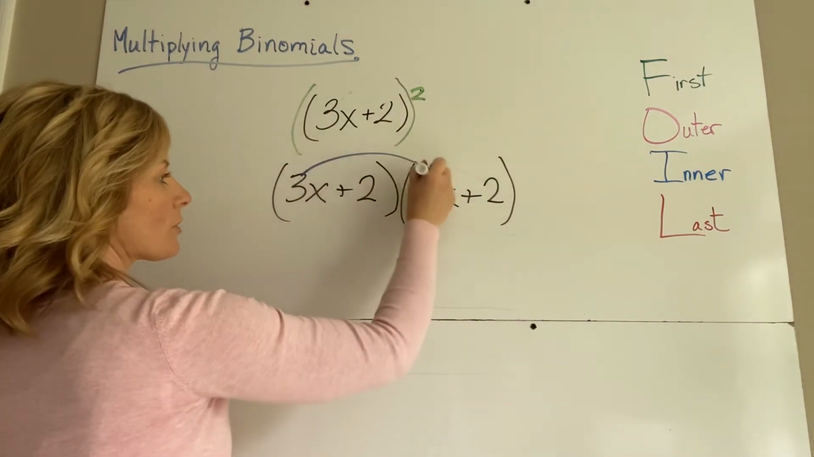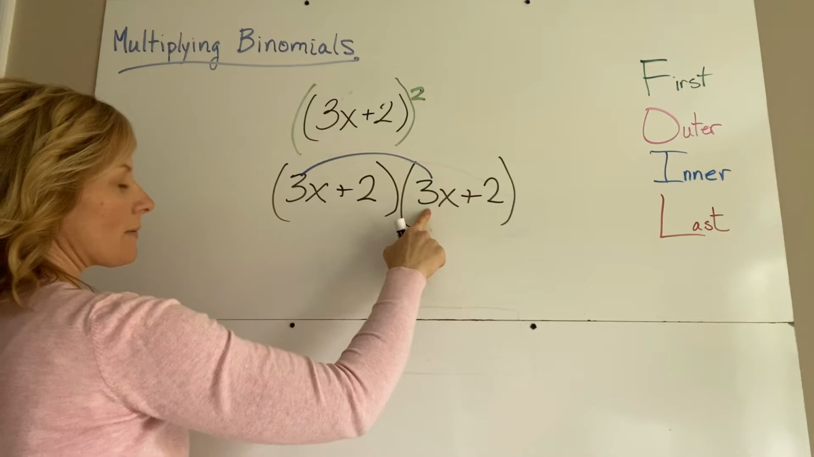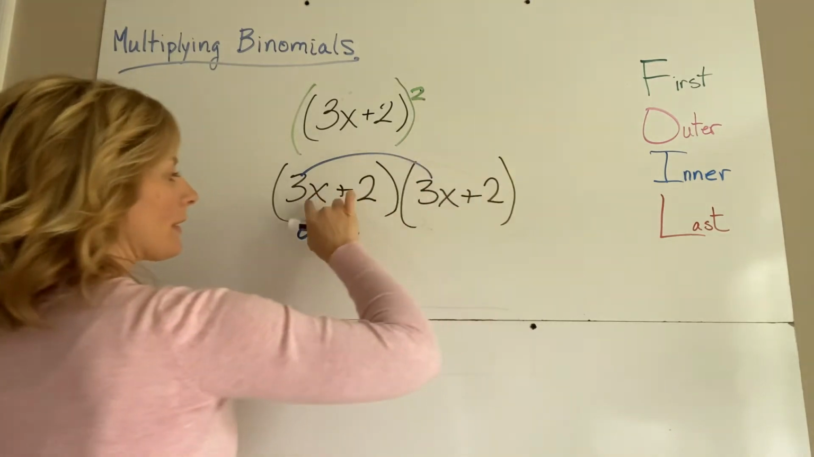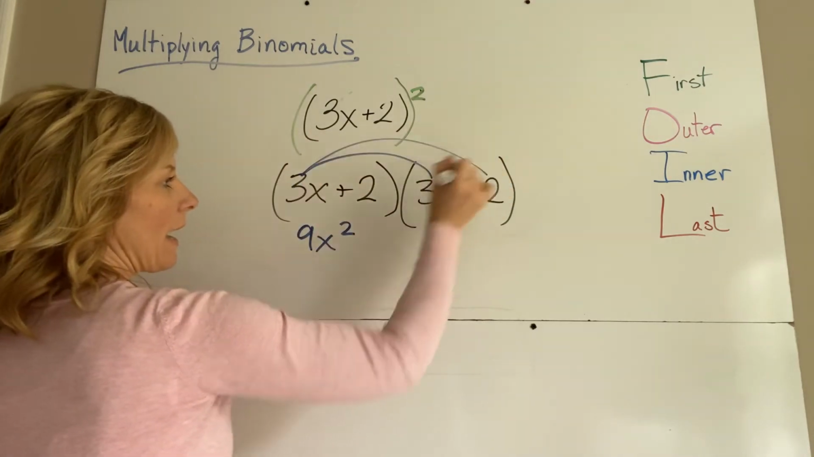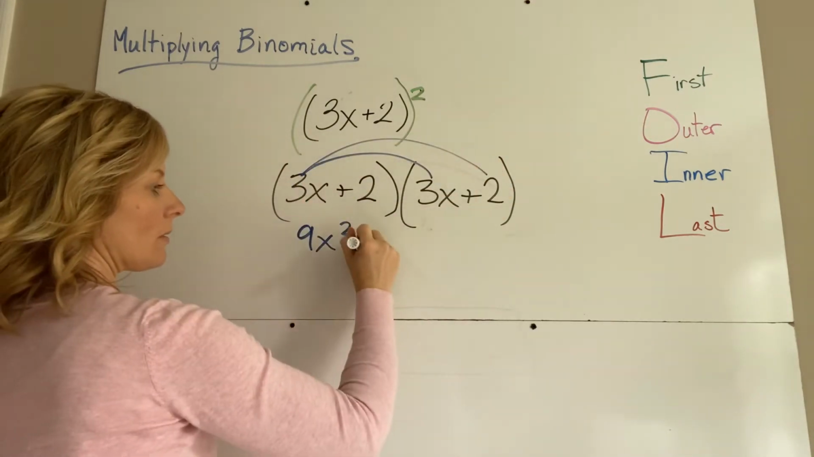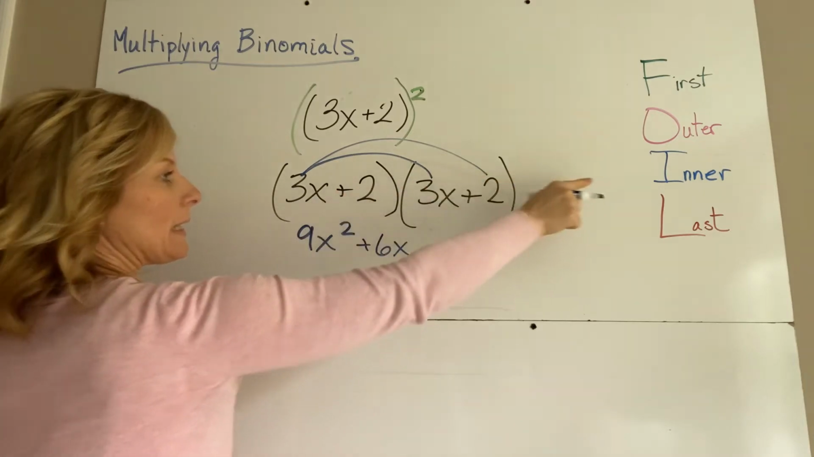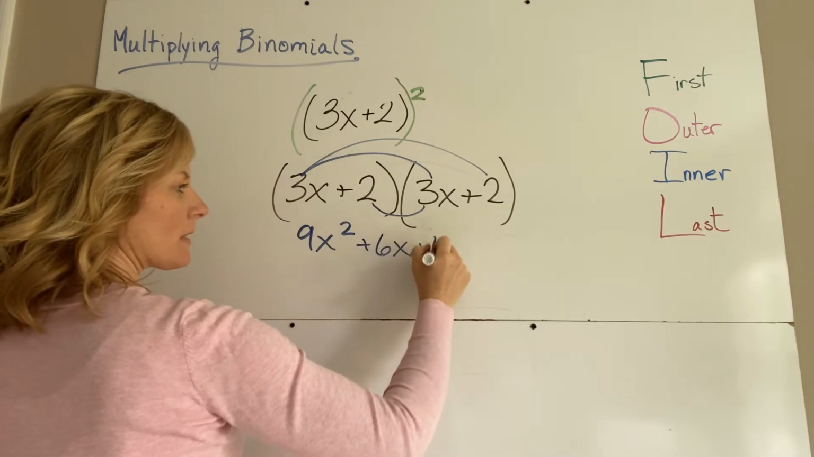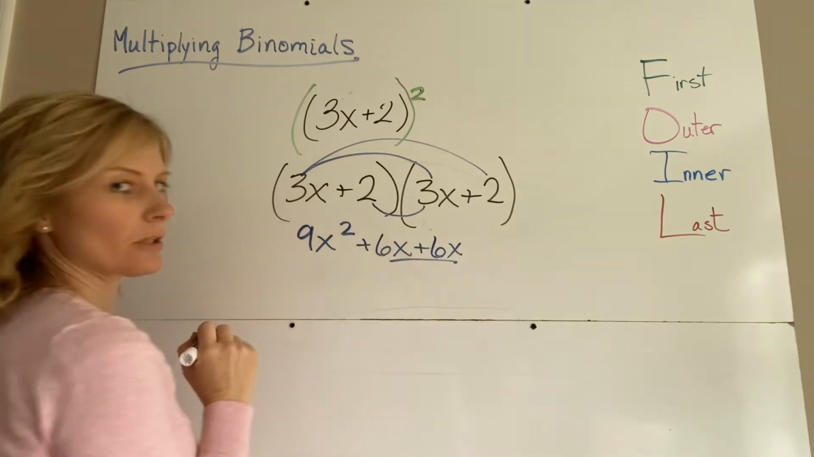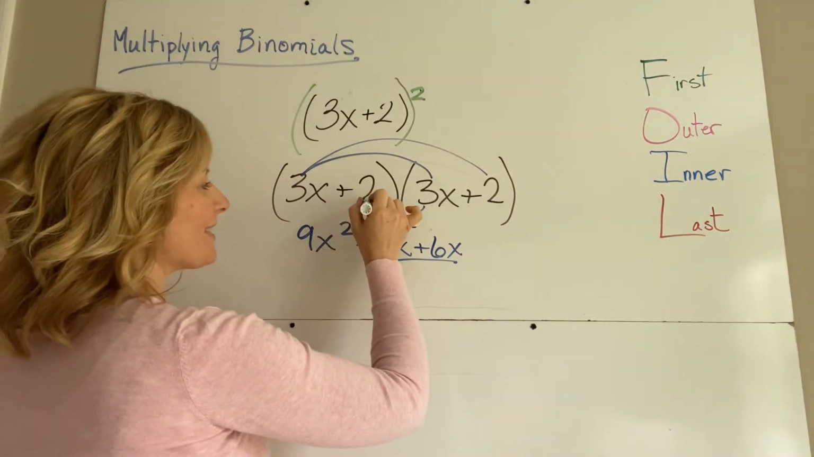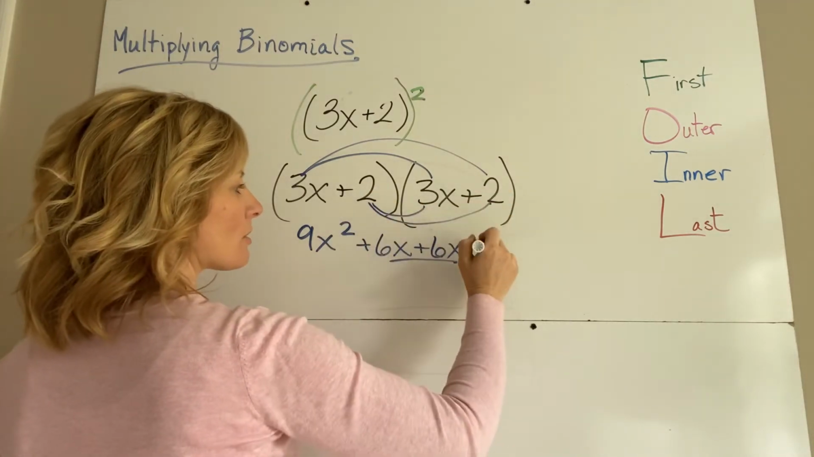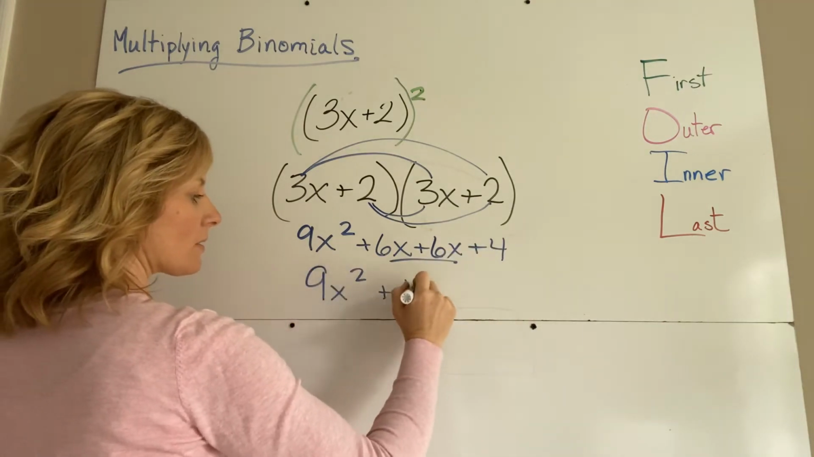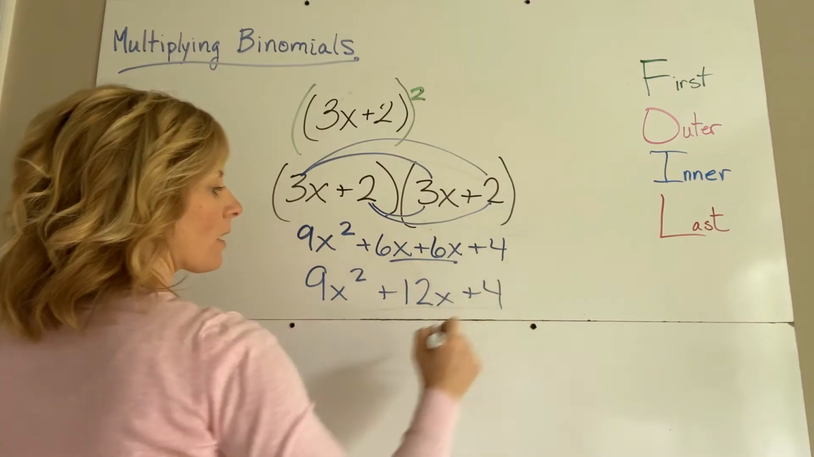First term and first term. 3x times 3x, 9x squared. Outer, the outside terms. 3x times 2 plus 6x. Inner, inside terms. 2 times 3x plus 6x. Oh, something should look kind of interesting here. Yep, and then 2 times 2, the last terms, plus 4. So we get 9x squared plus 12x plus 4.